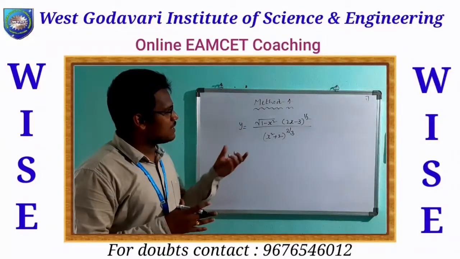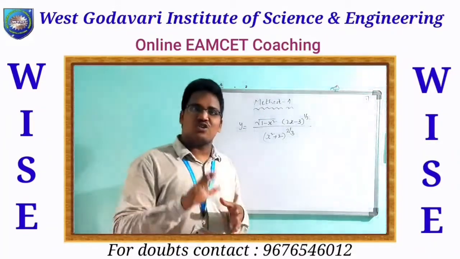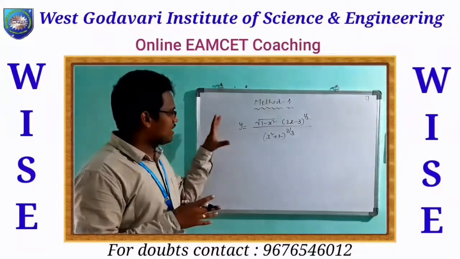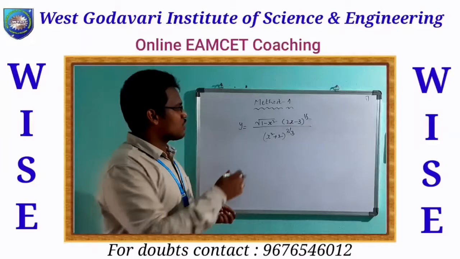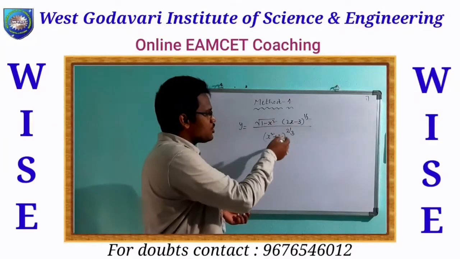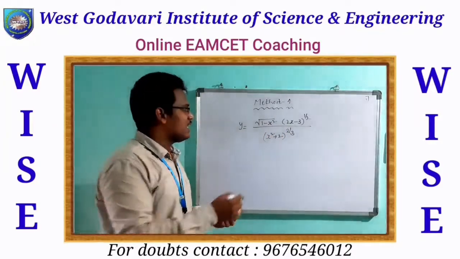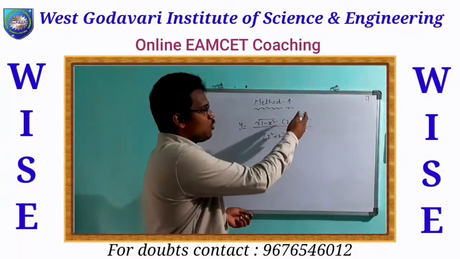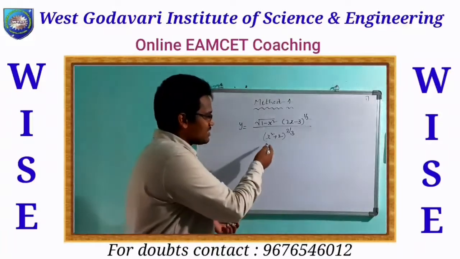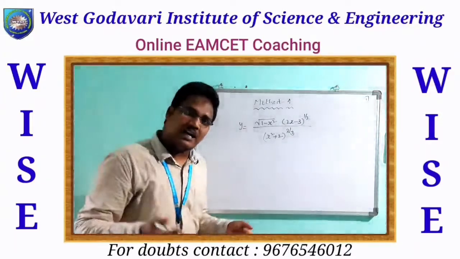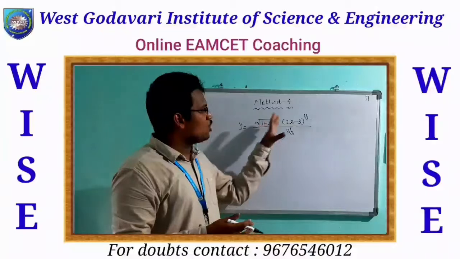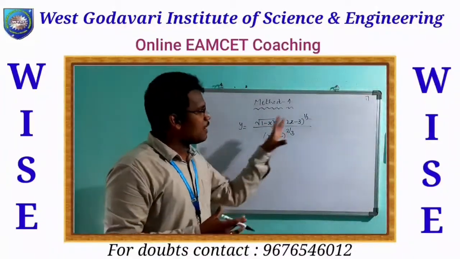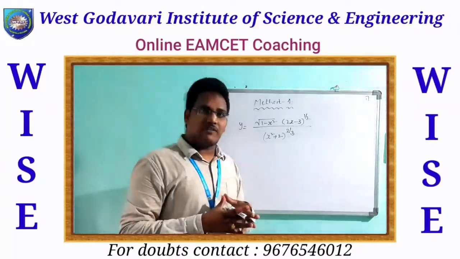So guys, this is method 4. This method is a little bit confusing, but you need not be confused, I will explain it very clearly. Whenever the function y is a combination of 3 different terms, here square root of 1 minus x square is one term, (2x minus 3) to the power of 1 by 2 is another term, and (x square plus 2) to the power of 2 by 3 is another term. It's a combination of 2 or more terms. Now we have to simplify this differentiation by using this shortcut method 4.